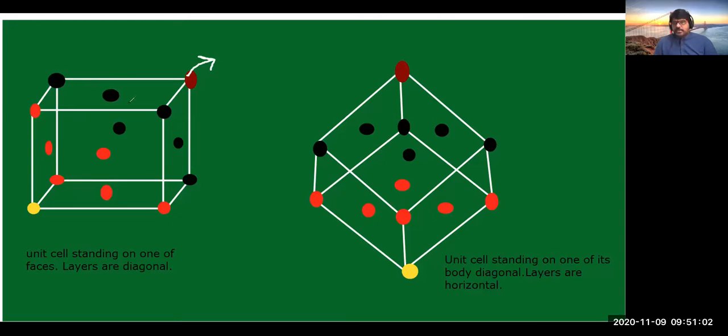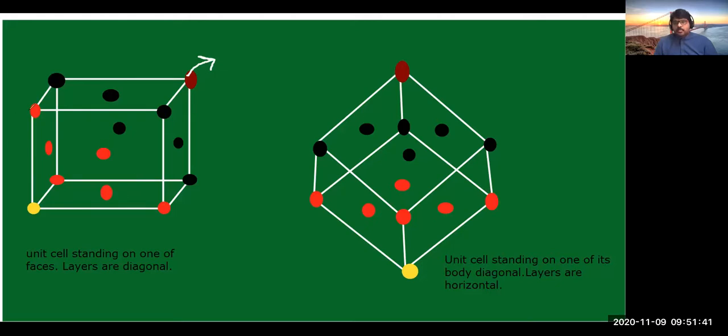So here there is a contact, contact, contact, and these black color things belong to the second layer. Layers, if you want to see, you can see the unit cell is standing on one of its faces, and the layers are diagonal. This is layer 1, this is layer 2, and once again you can see layer 3, a different color I have given. Corner, face center, corner, face center, corner, face center.